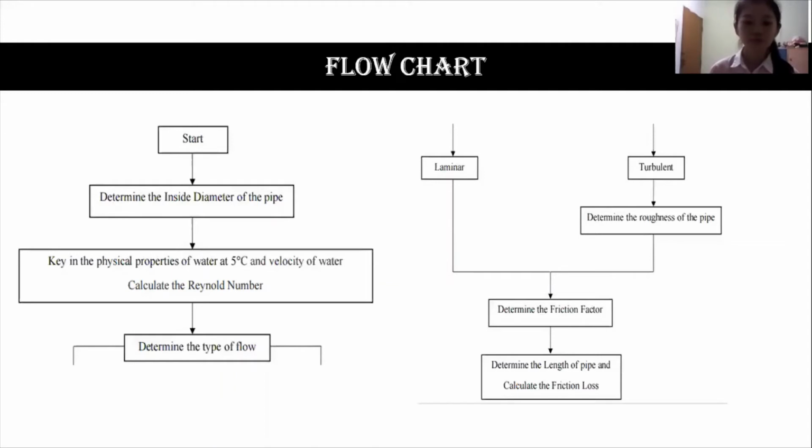If turbulent flow is determined, we have to key in the roughness value of the pipe in order to determine the friction factor. The final step will be inserting the value of the length of the pipe to calculate the friction loss.